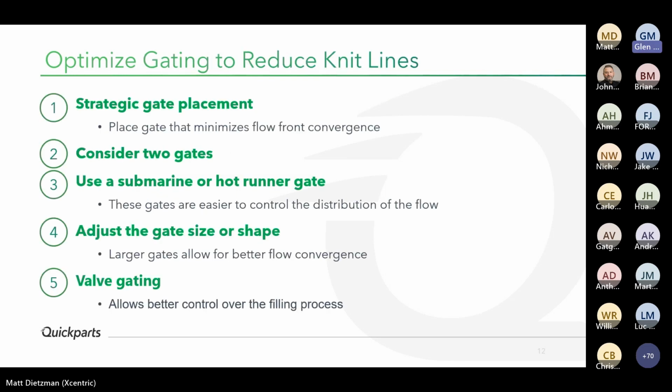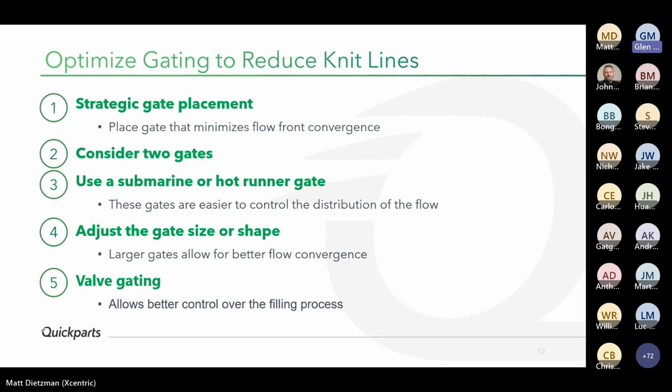Optimize the gating to attempt to reduce knit lines. Here's a list of things that you want to keep in mind as you're doing this. Strategic gate placement. Brian had mentioned that knit lines tend to get a little more obvious the farther away from the plastic injection point, farther away from flow, the end of fill. So maintain a gate location that optimizes your flow and minimizes that major melt front that we see in some of those previous images.